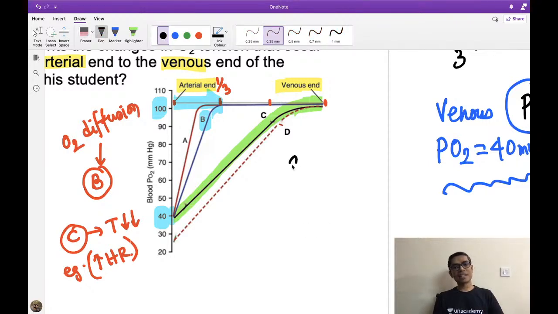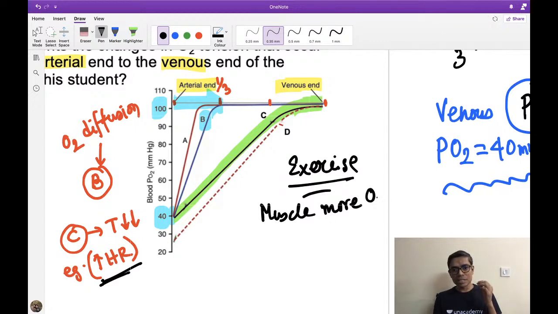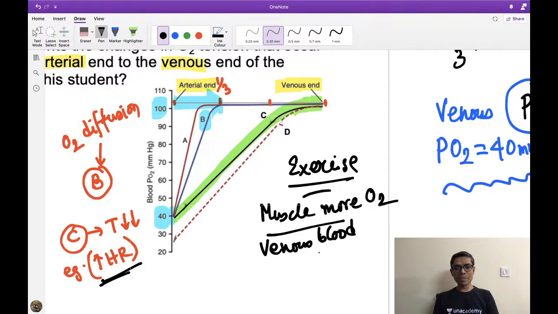Now, when the person is doing exercise, why is the C curve not the answer? Because we know that during exercise heart rate also increases. But during exercise, the muscle is consuming more oxygen. Okay, muscle oxygen consumption is more. So what will happen to the venous blood oxygen? If the muscle is consuming more oxygen from the arterial blood, the venous blood oxygen partial pressure will be lesser than normal.